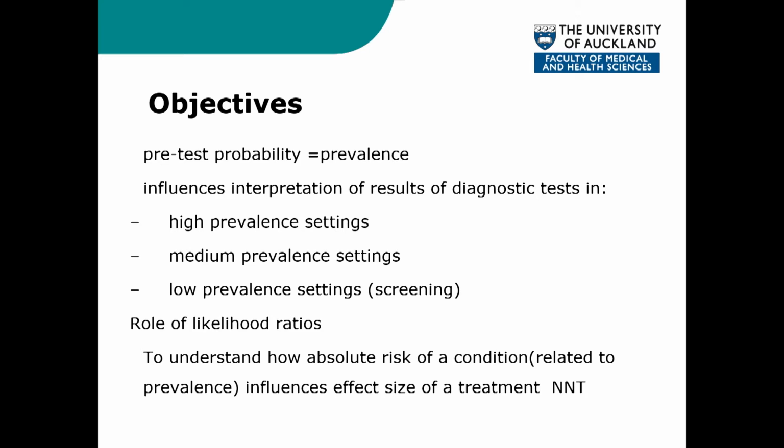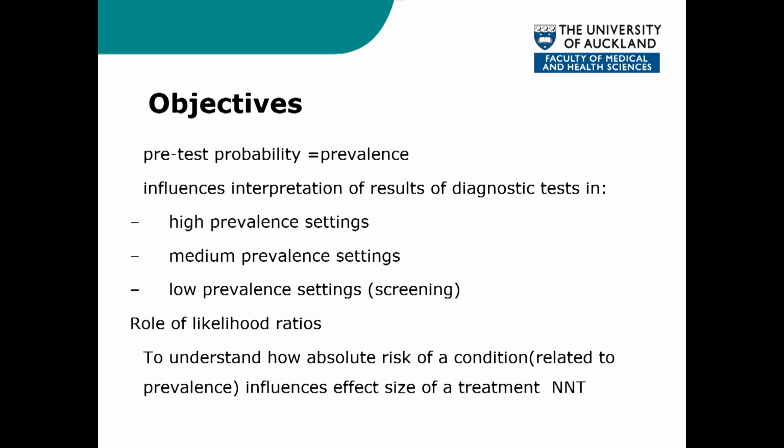And that can sometimes be due to the location of them. If you're in an intensive care unit, you're probably in a generally high prevalence setting. If you're in primary care, you're in a low prevalence setting, but it depends on the clinical presentation. And then we need to understand the role of likelihood ratios and to understand how absolute risk of a condition relates to the prevalence and influences the effect size of a treatment in terms of the numbers needed to treat. So that's a key take-home point, the relationship of pre-test probability or prevalence to the effectiveness of a diagnostic test or of a treatment. They influence both.